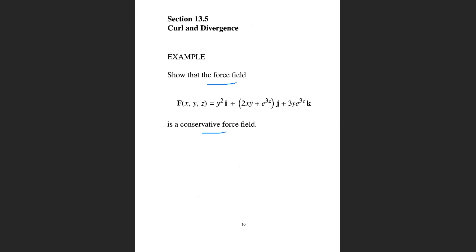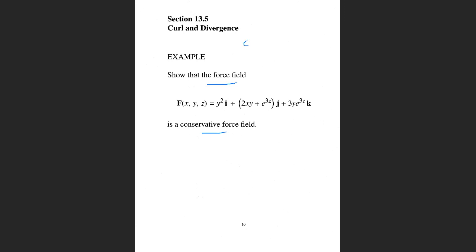So in section 13.3, you had a criteria that would tell you if a vector field is conservative, but it was for vector fields in two-dimensional space, where the vector F was equal to P times i plus Q times j. But what if you have a vector field in three-dimensional space? Well, you need to have a new criteria to determine if the vector field is conservative.